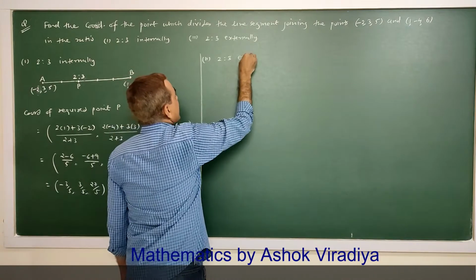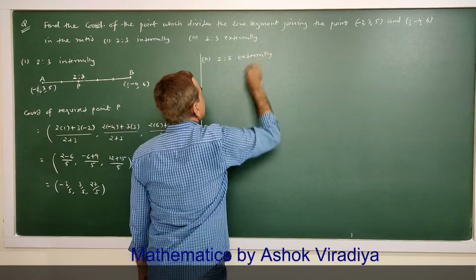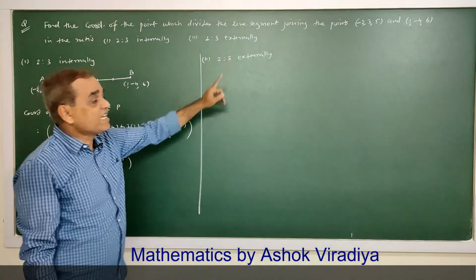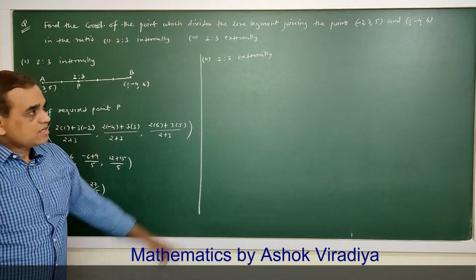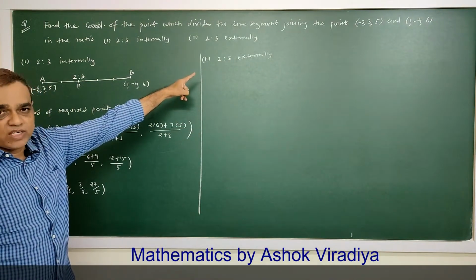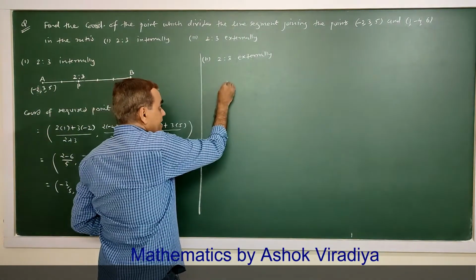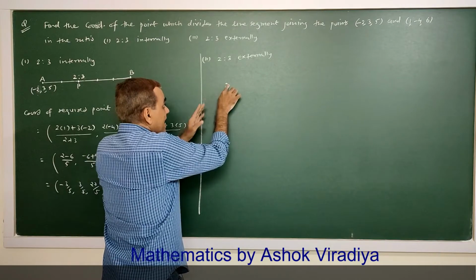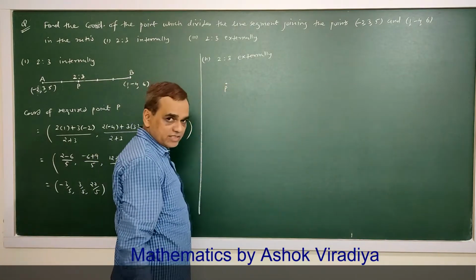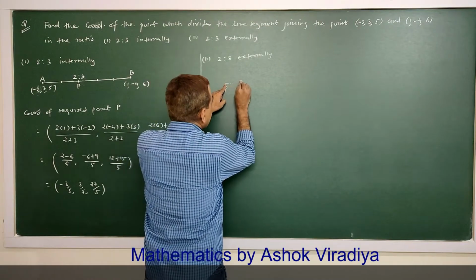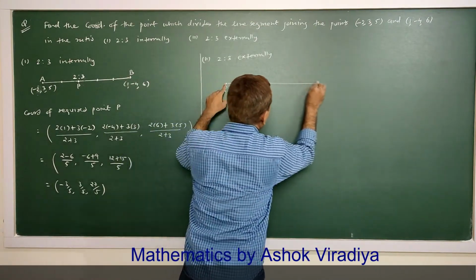2:3 externally. So here the ratio is less than 1. If the ratio is less than 1 and it divides externally, then the dividing point will be on the left side of the line segment. So put P, then see, this is the method.